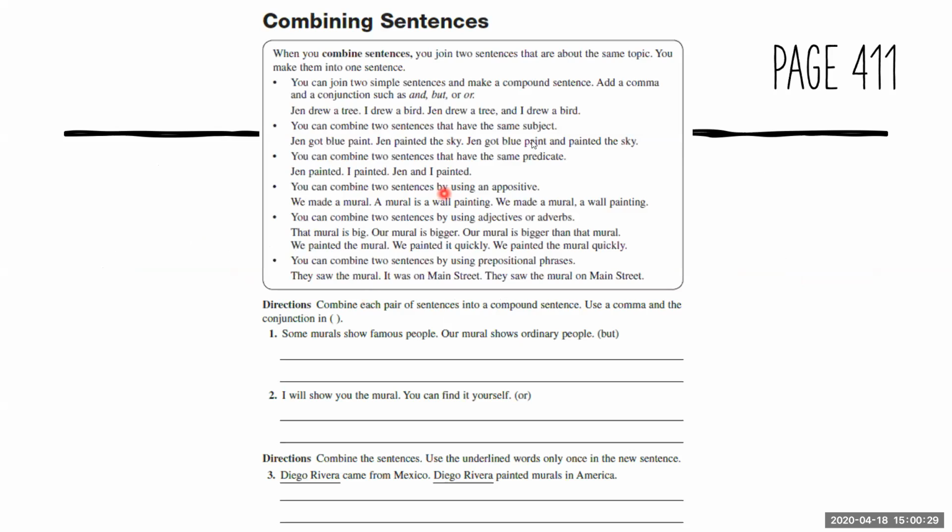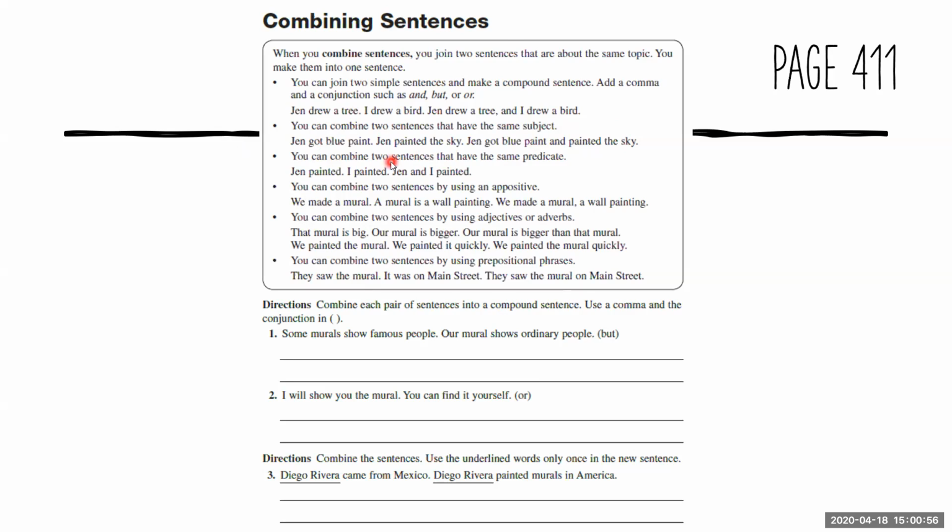So if you head on over to your readers and writers notebook, let me just move this out of the way. Your readers and writers notebook, which is on page 411, you'll notice this, which is basically what I explained now, combining sentences. So the first part, you can combine two sentences because they are about the same topic. The second part, you can combine two sentences because they have the same subject, like we did with Jen.